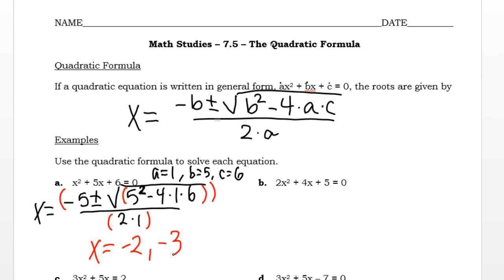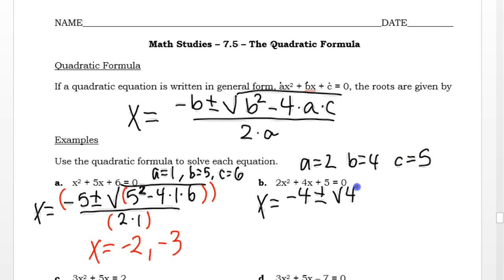Example B will be the same thing. Okay, we'll have x is negative b. Maybe I'll write that out first. A is 2, b is 4, c is 5. So negative b plus or minus the root of b squared minus 4 times a times c all over 2 times a. I'll try doing this one PEMDAS instead of just typing it all out.